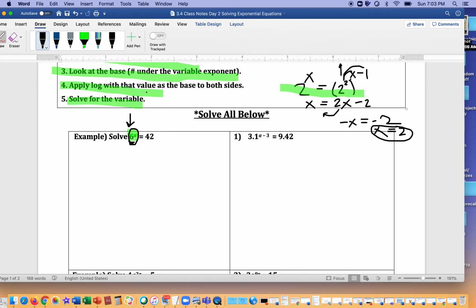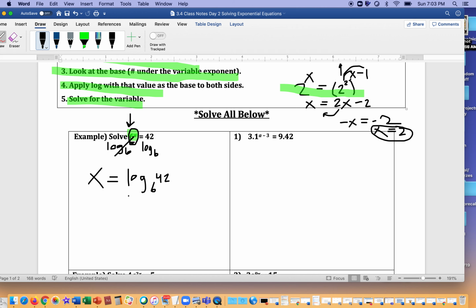Apply log with that value. So we're saying apply log base 6, because it said look at the base is 6. Apply log with that base to both sides. So on both sides, I'm going to read it like this. I'm going to do log base 6 over here, writing it like this. Log base 6. So then log base 6 of 6 cancels, so we would have x equals log base 6 of 42.